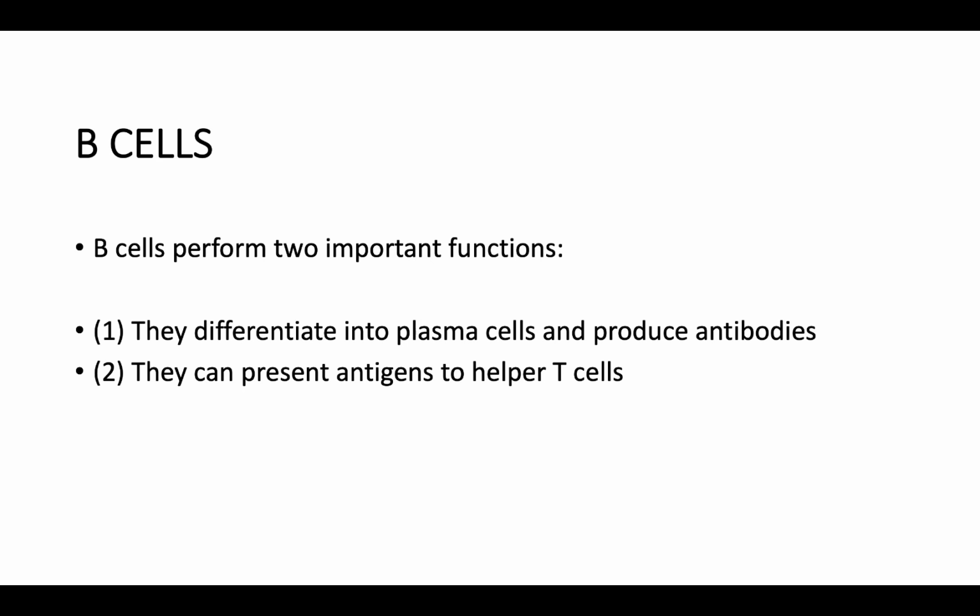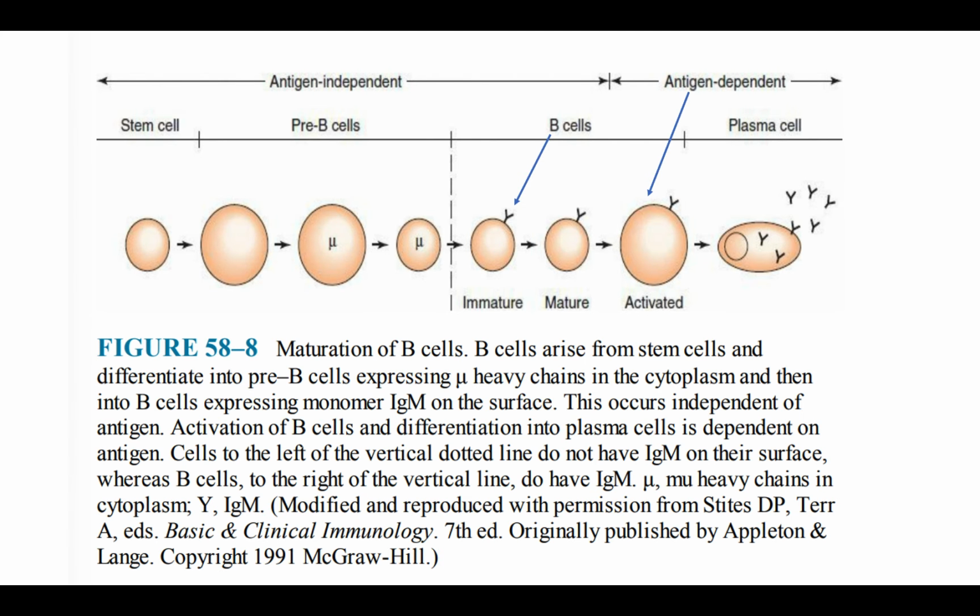B cells perform two important functions. We know them. Plasma cells, they are also antigen presenters. So it's important to know that an activated B cell requires antigen. It's antigen dependent to be activated, whereas an immature one is not antigen dependent. It keeps maturing its surface receptor. So between mature and activated, I need an antigen. Otherwise, it keeps just maturing on its own.